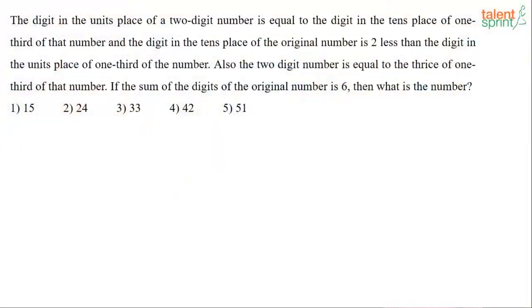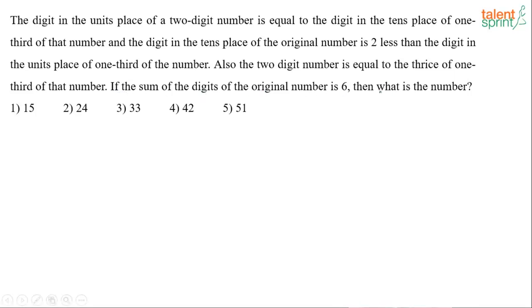All right, the next question is on your screens here. The digit in the units place of a two-digit number is equal to the digit in the tens place of one-third of that number, and the digit in the tens place of the original number is 2 less than the digit in the units place of one-third of that number. Also, the two-digit number is equal to thrice of one-third of that number. That's stupid. The two-digit number is equal to thrice of one-third of that number is like nonsense. If the sum of the digits of the original number is 6, then what is the number?